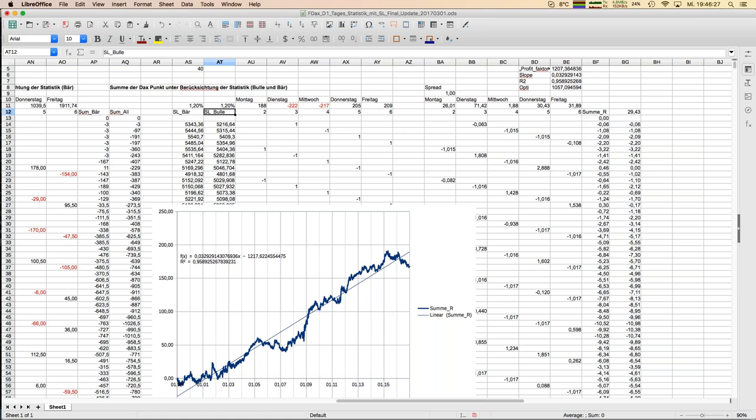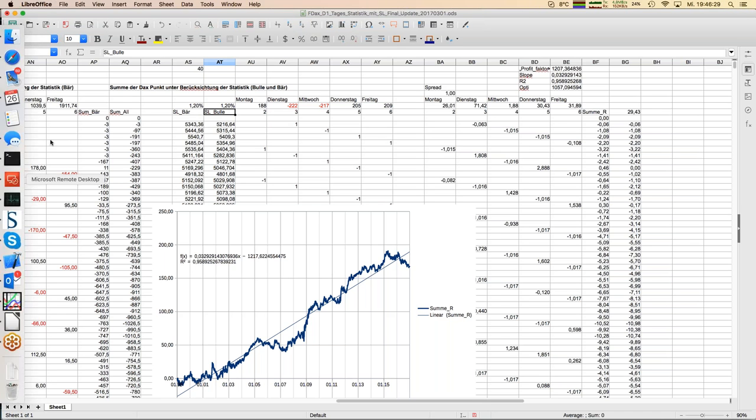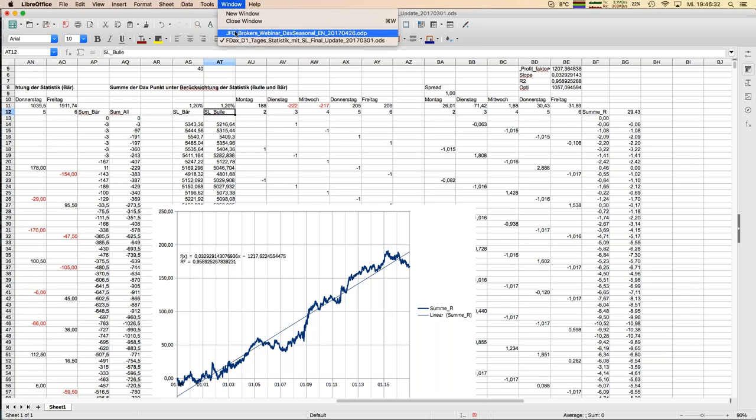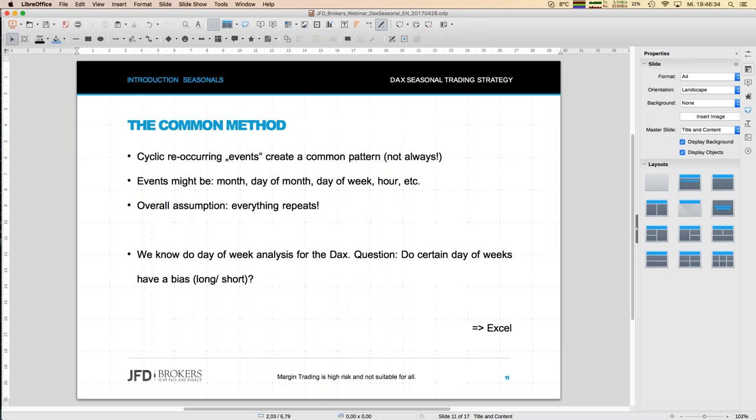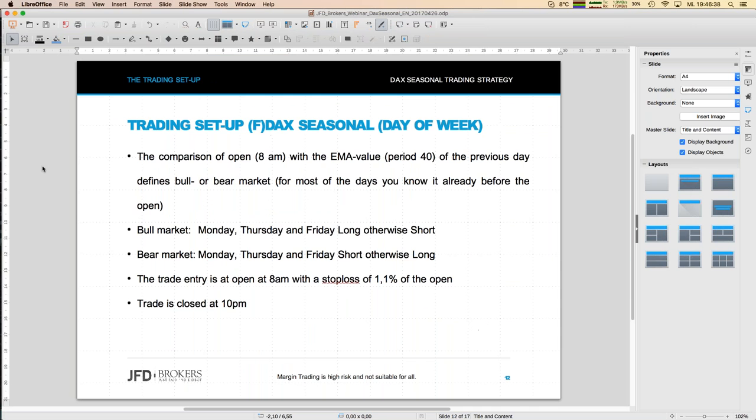So let me summarize the rules for that kind of strategy. It's quite simple. And I will show you some trading results as well on that strategy in a second. So that is a summary. That is a trading setup for the DAX seasonal trading strategy based on the day of the week.